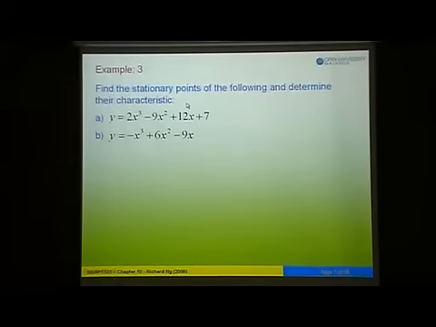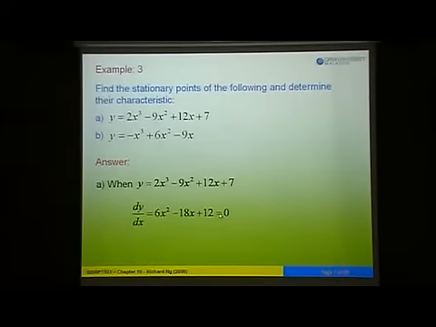We are asked to find the stationary points of the following and determine their characteristic, which means we have to decide whether it is a maximum or minimum stationary point. Okay, so let's start off with example A. When y equals 2x³ minus 9x² plus 12x plus 7, the first step is to find dy/dx and then equals to 0 in order to find the stationary points. Okay, so differentiate 2x³, so 3 times 2 will give us 6x², minus 2 times 9 equals to 18x, plus 12x, differentiate we get 12, so equals to 0.